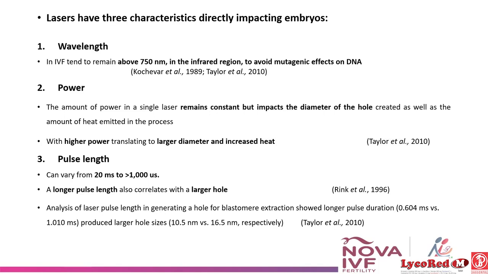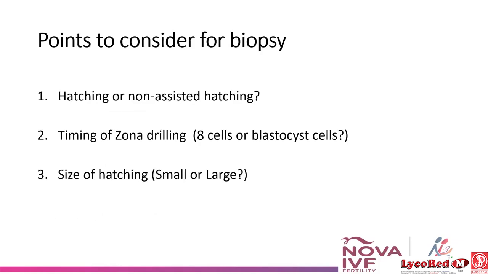Pulse length. Pulse length varies from 20 microseconds to 1000 microseconds, and that can be controlled by us. If we want a bigger hole, we use a bigger pulse length. If we want a smaller hole, we use a smaller pulse length. What is pulse length? Pulse length means, when you give a laser shot, the time for which it stays at the zona. That timing is called pulse length.